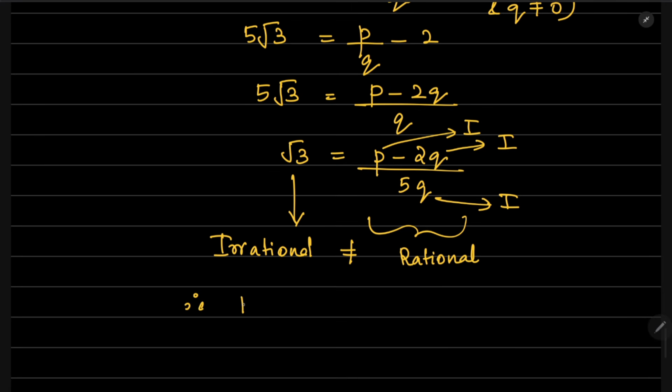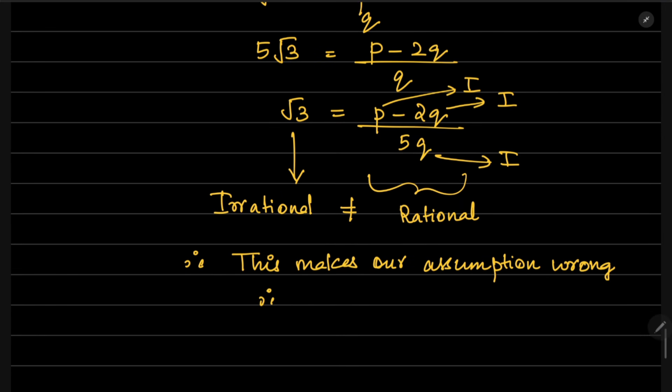Therefore, this makes our assumption wrong. Therefore, 2 plus 5 root 3 is irrational. Hence proved.